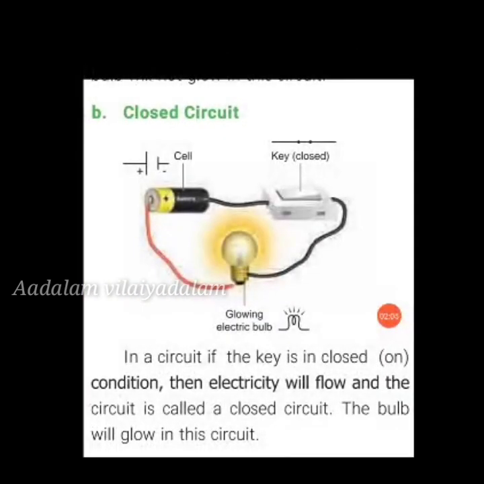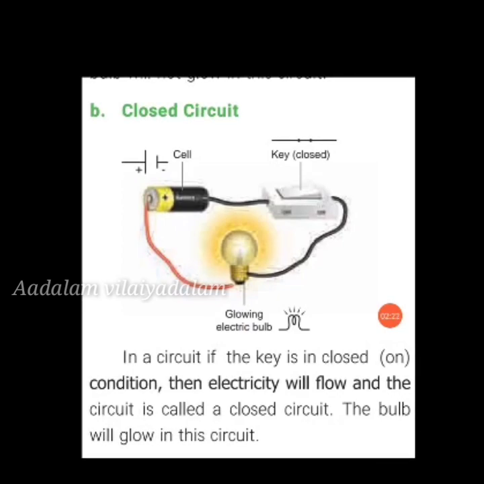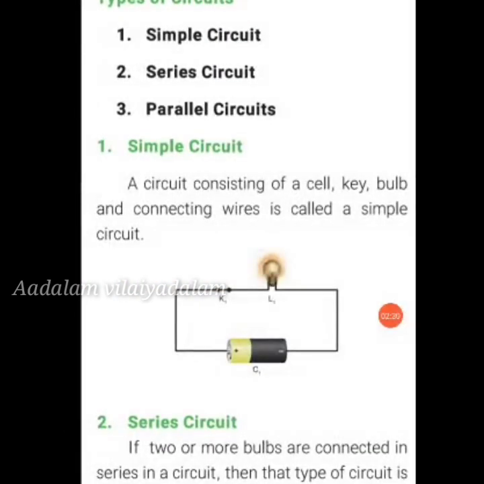So next, closed circuit. In a circuit, the switch is in on condition. Switch in on condition means the electricity will flow and the circuit is called a closed circuit. So switch on means closed circuit, switch off means open circuit. Clear? So the bulb will glow in this closed circuit. So that's clear.